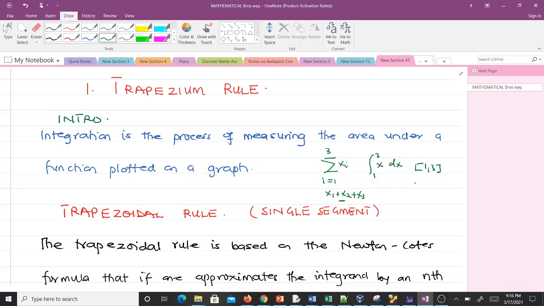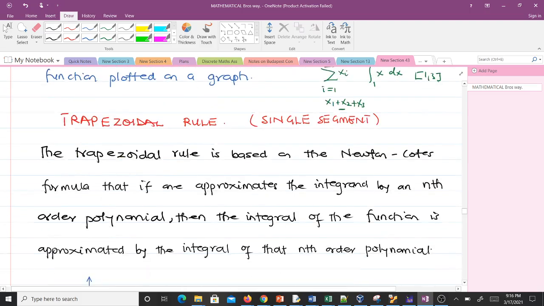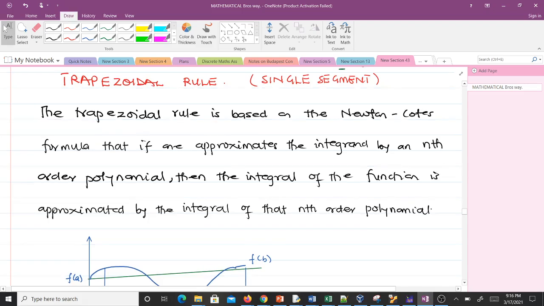So when you talk about integration, it's just a process of measuring the area under a function plotted on a curve. So let's talk about the trapezoidal rule. It's the same as the trapezium rule. We'll first talk about the single segment, and after that we'll extend it towards multiple segments.